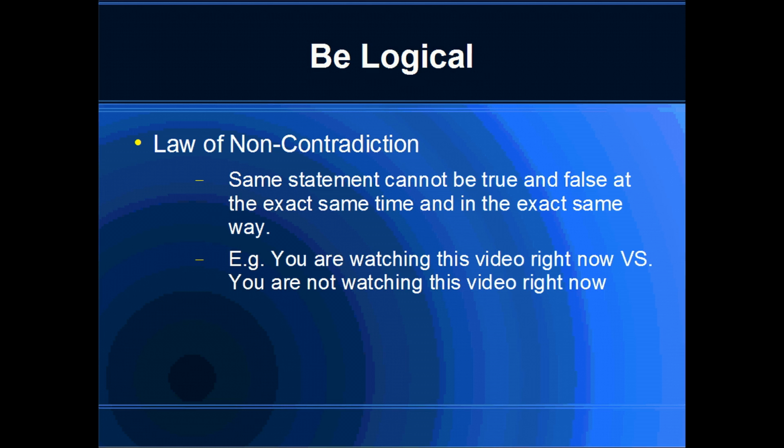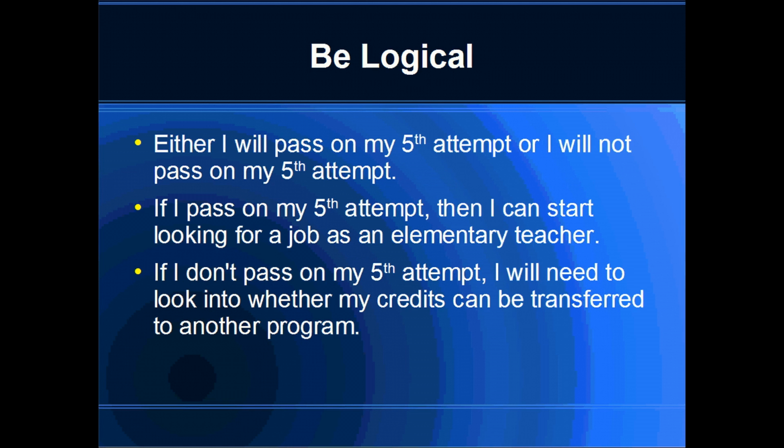Now, here, using the law of non-contradiction and a disjunctive proposition, this is what I'm thinking. Okay? Either I will pass on my 5th attempt, or I will not pass on my 5th attempt. Now, what should I do if I do pass on my 5th attempt? Well, then I'm going to start looking for teaching jobs. Okay, but what if I don't pass on my 5th attempt? Well, then I have to see if I can either transfer my credits to another program or just apply to another program.